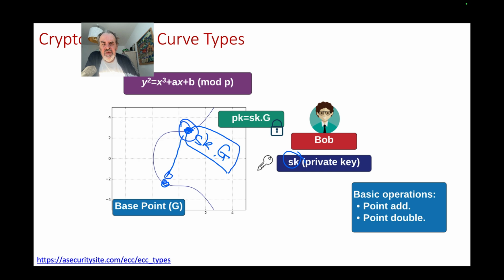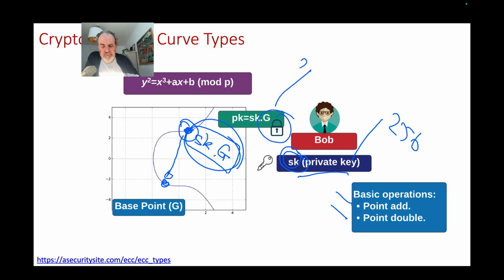And overall, we use very simple operations like a point addition and a point double to be able to very quickly compute this value here. So this is the public key, and this becomes the private key. This is a scalar value, typically 256 bits, where this is an XY point, so it's typically 512 bits.